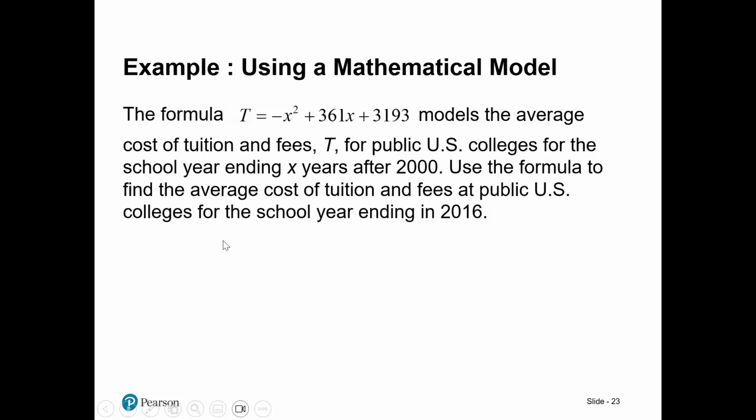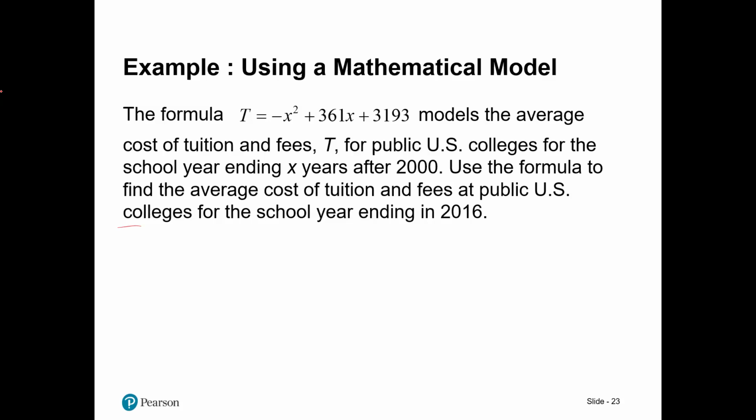Okay, so as an example, the formula T equals negative x squared plus 361x plus 3,193 models the average cost of tuition and fees, T, for public U.S. colleges for a school year ending x years after 2000. So 2000 is the beginning of this formula, and we're measuring years after that. Use the formula to find the average cost of tuition and fees at public U.S. colleges for the school year ending in 2016.